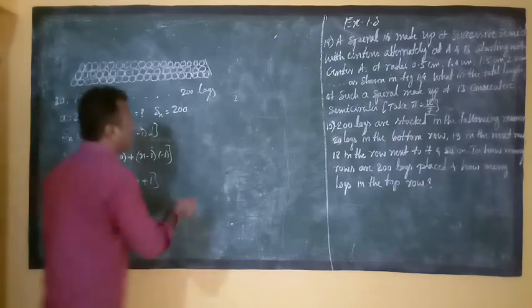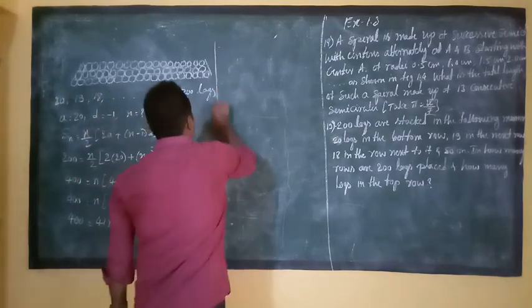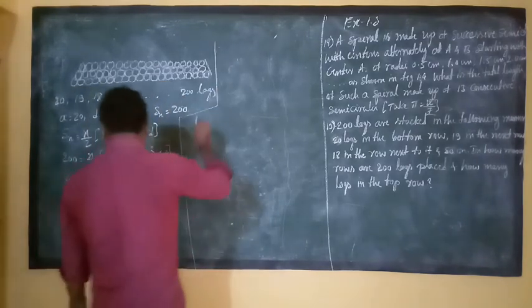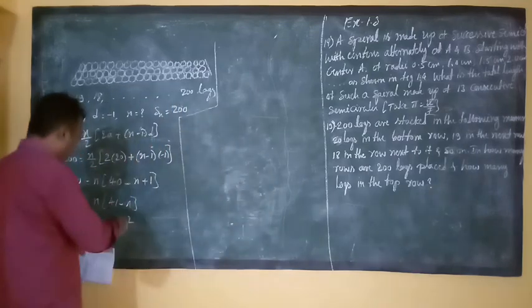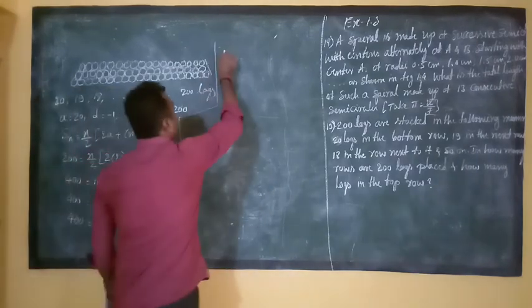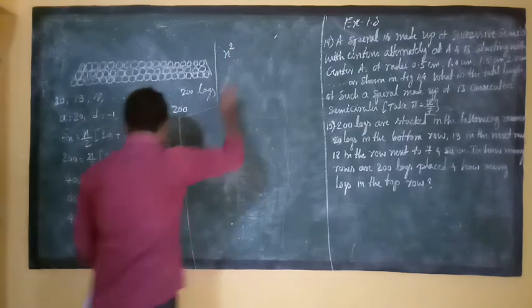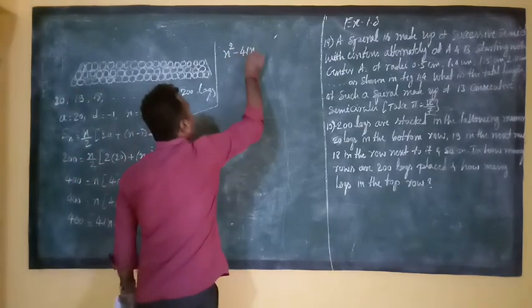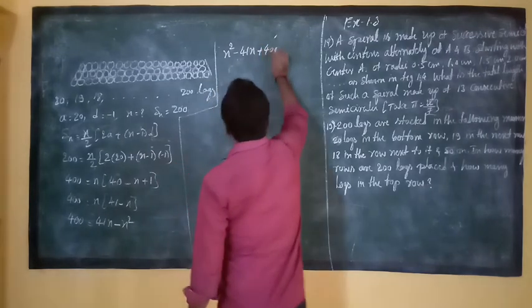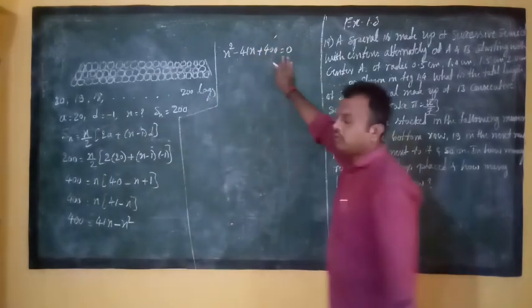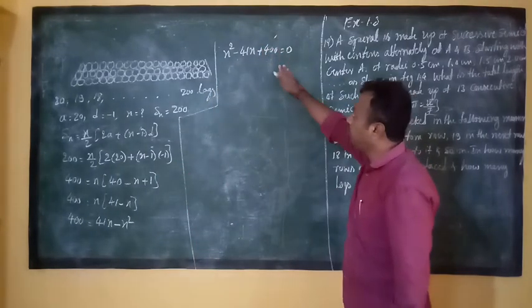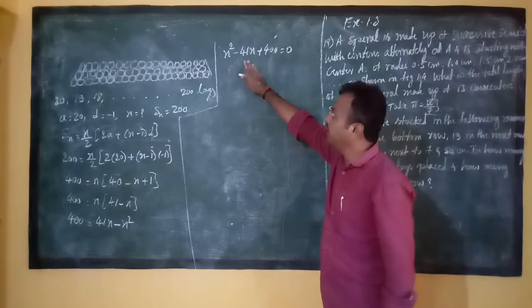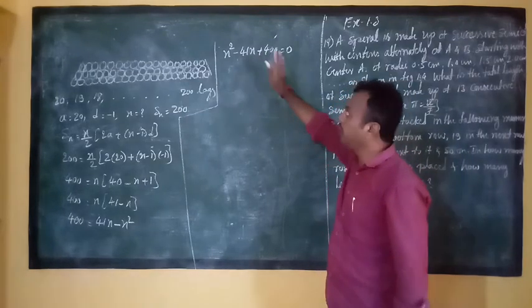Yes, friends. Now, bringing everything to one side, n square becomes plus n square, and 41n becomes minus 41n, plus 400 is equal to 0. So it becomes a quadratic equation. Now we have to factorize it by splitting the middle term.